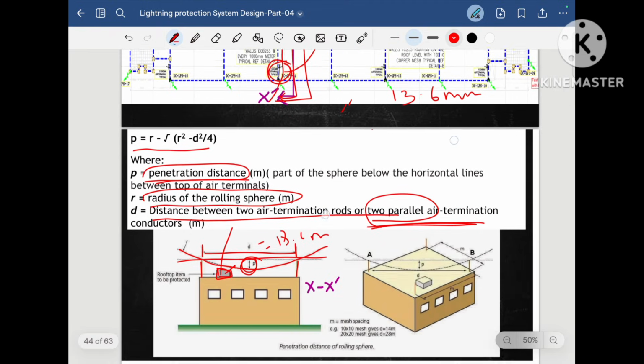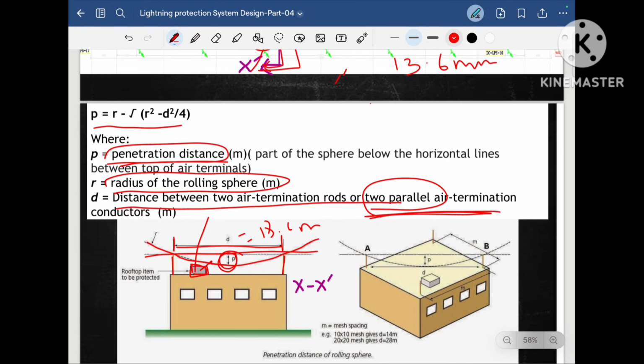So as per the formula, P is the penetration distance which we need to know. R is the rolling sphere radius. We selected our building under class 2 LPS protection, so the rolling sphere radius will be 30 meter. And D is the distance between the two air terminals, which is equal to the width of the building, that is 13.6. Hope you are very clear.